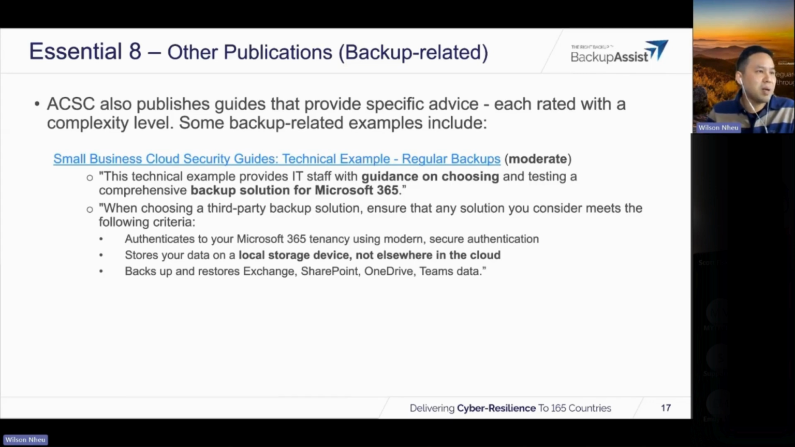This is a guide that they publish for small business IT staff on how they can go about choosing a backup solution for Microsoft 365. It talks about what to consider when choosing a third-party solution, including, in bold here, that the backup is stored in a local storage device, not elsewhere in the cloud. So they're recommending that if you're backing up your Microsoft 365 cloud data, you don't want to put it in another cloud.